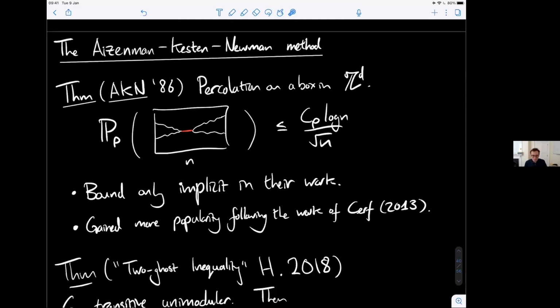So this is really only implicit in their paper, but implicitly they establish the following fact: if you do percolation on a box in Z^d, and you look at an edge in the middle of the box, what's the probability that the endpoints of this edge belong to different clusters, each of which reaches the boundary of the box? They prove that this is bounded by a constant times log n over root n. Again, this is only implicit in their work, but the method establishes this bound.